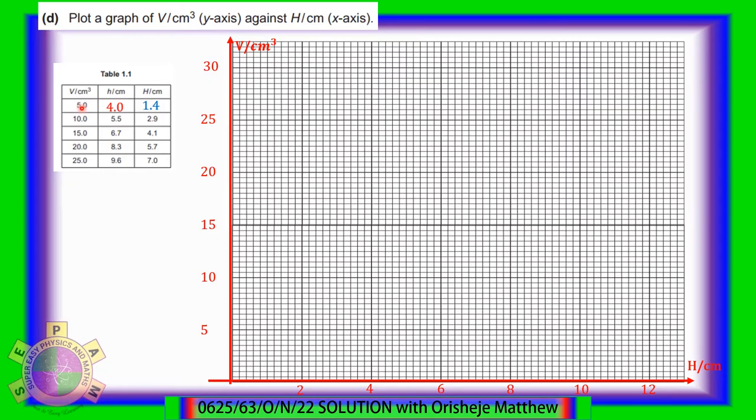When the volume is 5 cm cubed, the increase in height is 1.4. So we have that. Then the second one is 10, we have 2.9. When it is 15, we have 4.1. Then when it is 20, 5.7. Then when it is 25, we have 7. So draw your line of best fit.